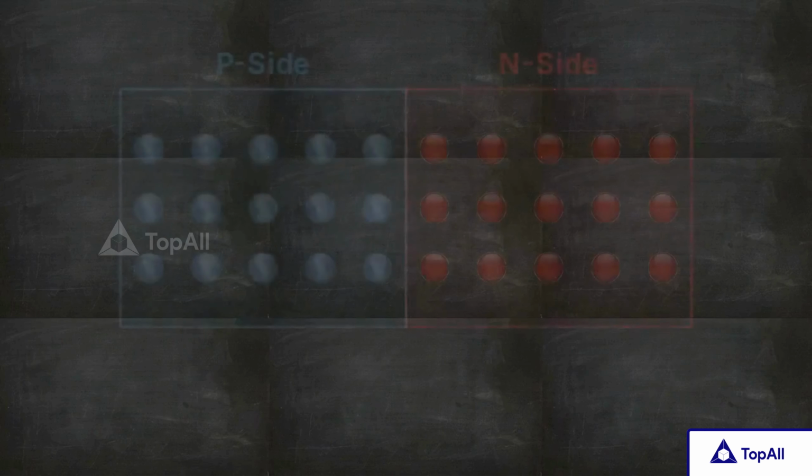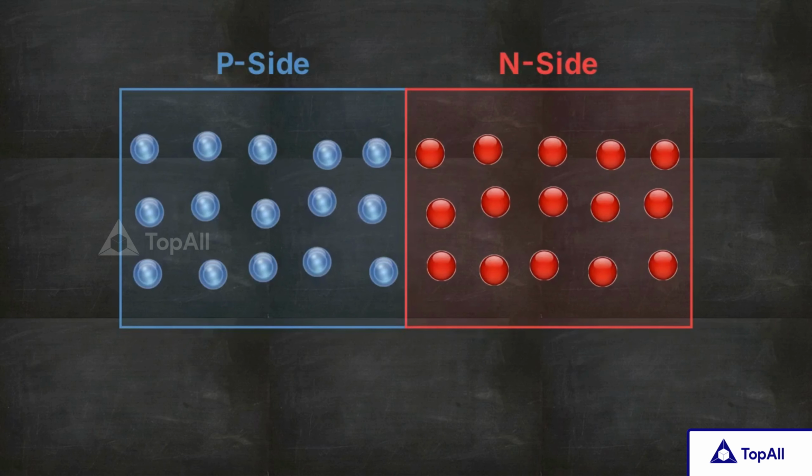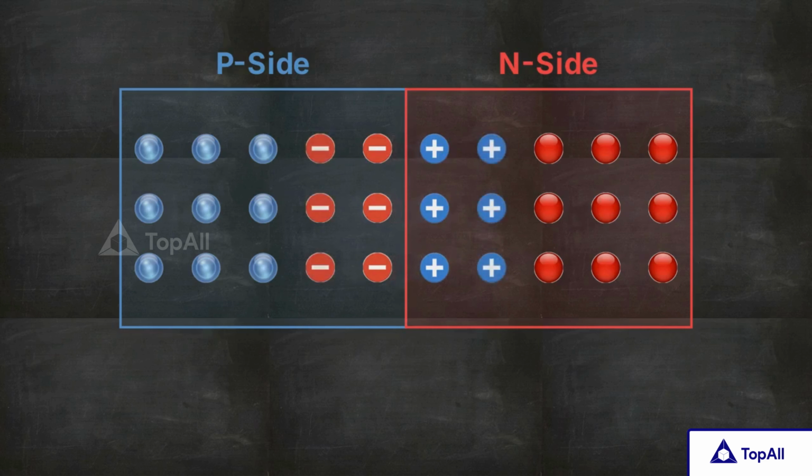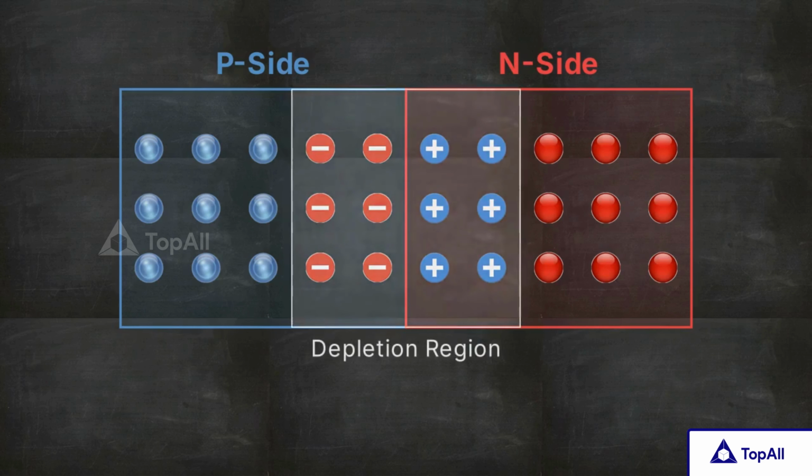Because the n side is dense with electrons and the p side is dense with holes, they naturally diffuse across the border toward each other. As electrons migrate over, they leave behind positively charged immobile ions on the n side. The holes leaving the p side leave behind negative ions. This creates a central zone right at the border that is wiped clean of free charge carriers, appropriately named the depletion region. This graph shows the voltage across that junction.